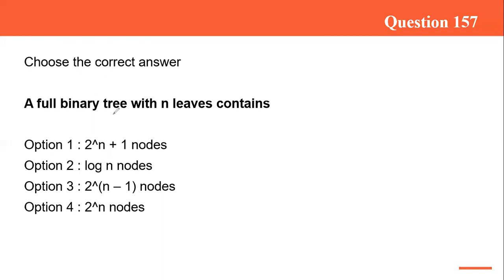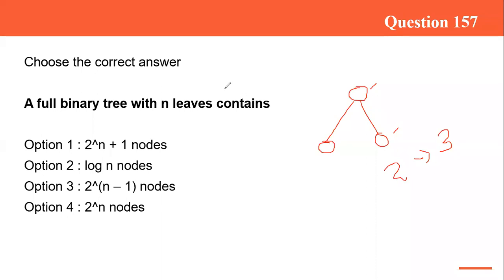For example, a full binary tree means what? A completely binary tree with n leaves contains. So for example, if I have a full binary tree, how many leaves are there in this? Leaves means what? The last possible nodes. Right, so these are 2. So how many total nodes do I have? 3 nodes. Right. It is like level 1, level 2. Remember that?